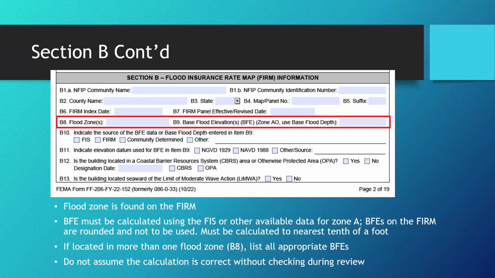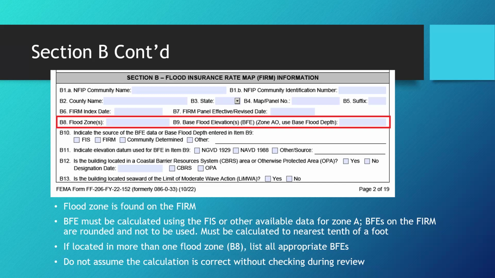And again, if there's more than one flood zone, then list all appropriate base flood elevations and don't assume that they're correct without checking during your review. You should always be double checking those calculations to make sure that they are reasonable. So if the area where the building is located has a low MAR, then you would include the low MAR effective date and the case number in the comments.